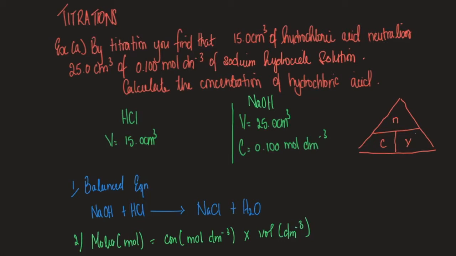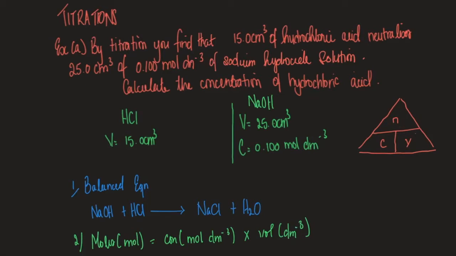Now that we have our equation, we can move on to step 2, which is calculating moles. As you may remember from the previous video, a useful memory aid for these types of calculations is this triangle here. Now the N here means the number of moles, C is the concentration, while V is the volume. Remember also that this horizontal line means that you have to divide, while this vertical line means that you must multiply. Okay, so we want to find the number of moles.